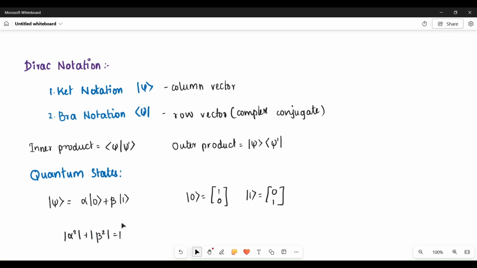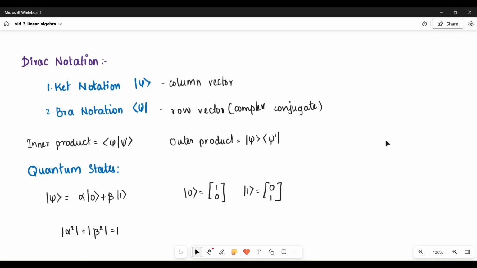The completeness relation says that the sum over all outer products of basis vectors equals the identity matrix. This tells us the basis spans the full space. A single qubit is written as ket psi equals alpha ket 0 plus beta ket 1, a linear combination of basis states. Here, ket 0 and ket 1 are the standard basis states. The normalization condition says that the sum of squared magnitudes of alpha and beta must equal 1. This ensures that the probabilities add up correctly.